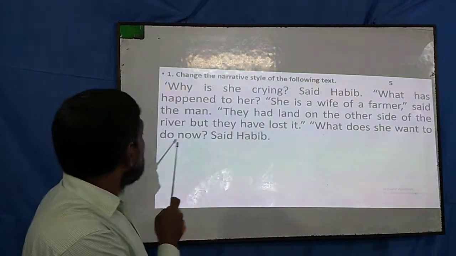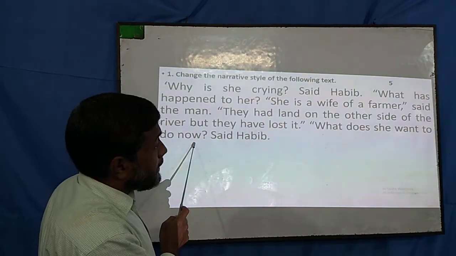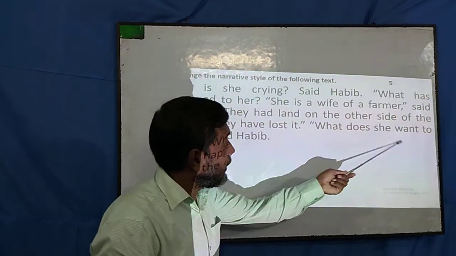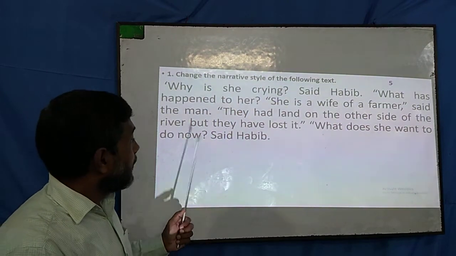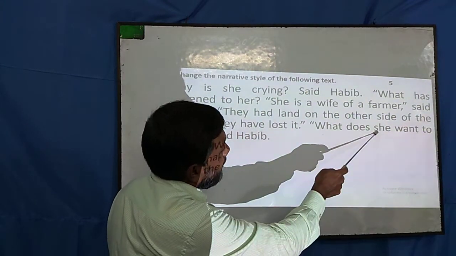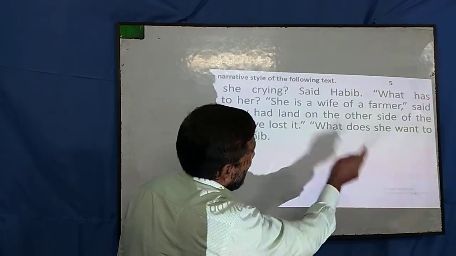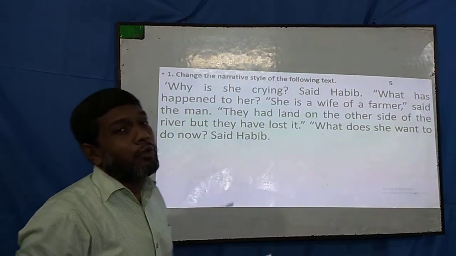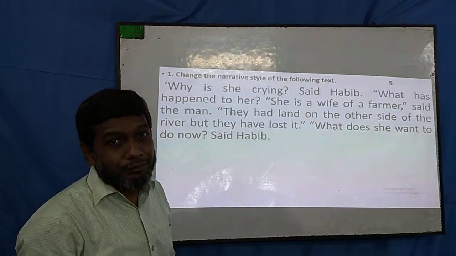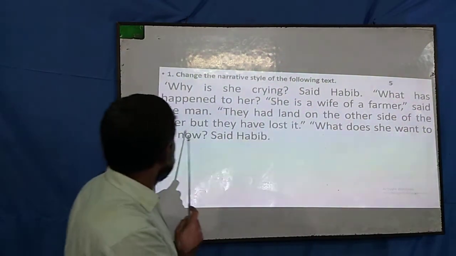What does she want to do now? Said Habib. Again, the speaker of this speech is Mr. Habib, then the man will be the listener. Now, you know that speech is in an interrogative form, then I will write, Habib asked what she wanted, because this is present indefinite, it will be in past indefinite. So what she wanted to do, and if you have any adverb in the direct narration, you must change it from near to further. So it will be then. So Habib asked what she wanted to do then.